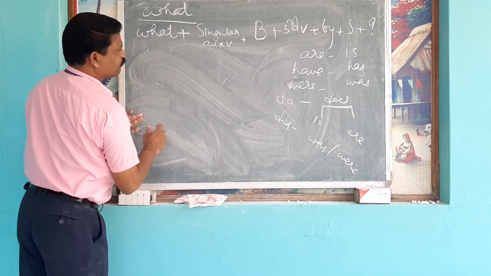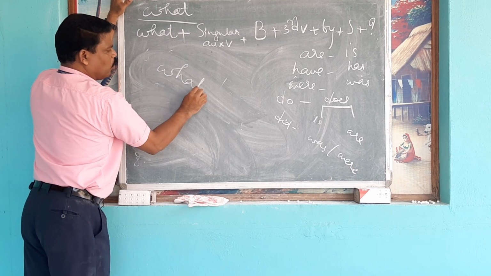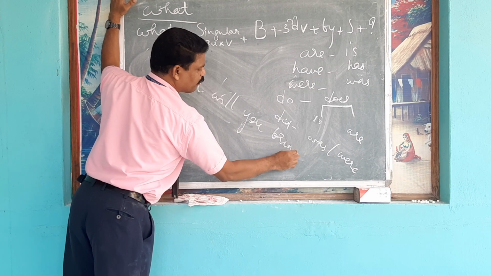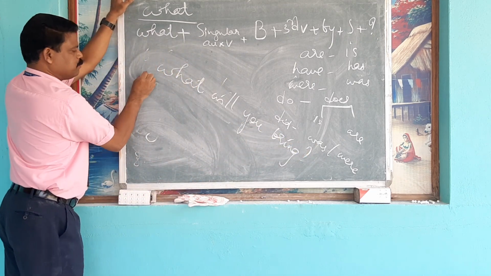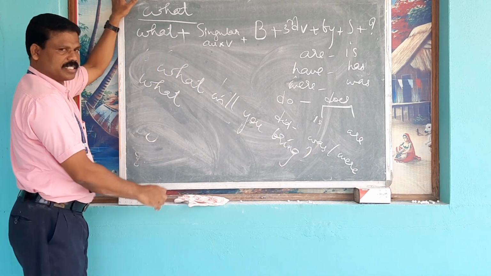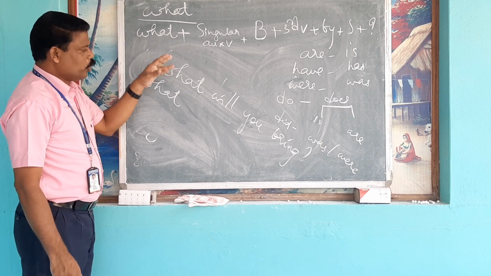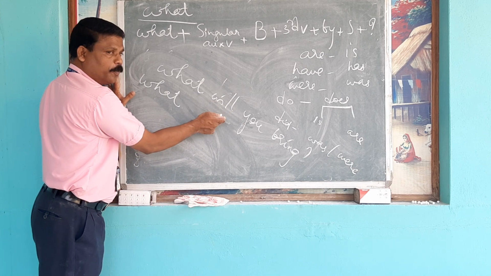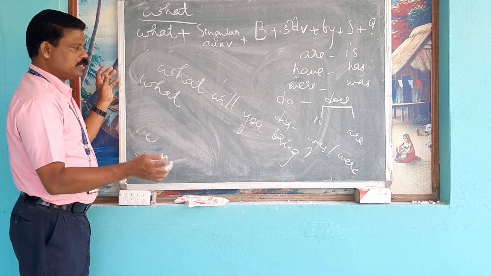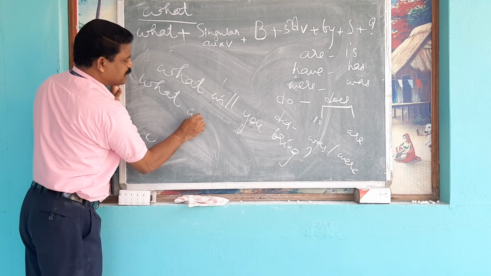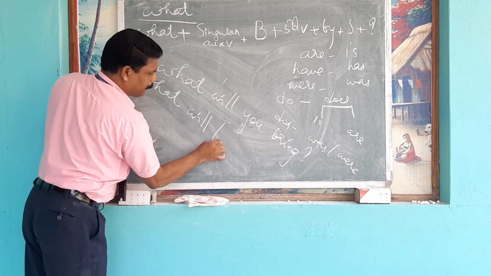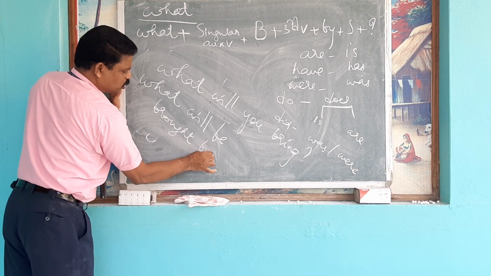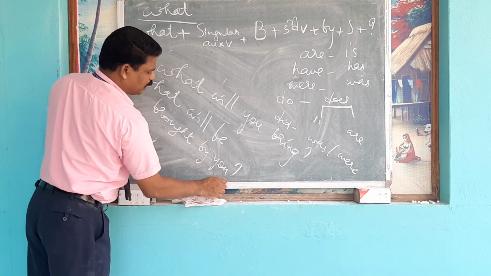So look at the question. What will you bring? So first we have to write what. Then no need to look whether it is singular or plural, because will is not singular or plural. What will be brought by you? Then question mark.